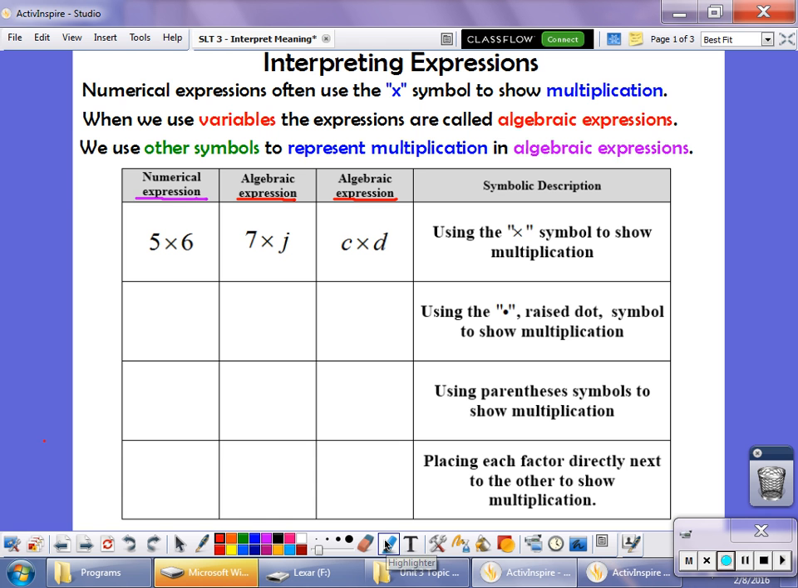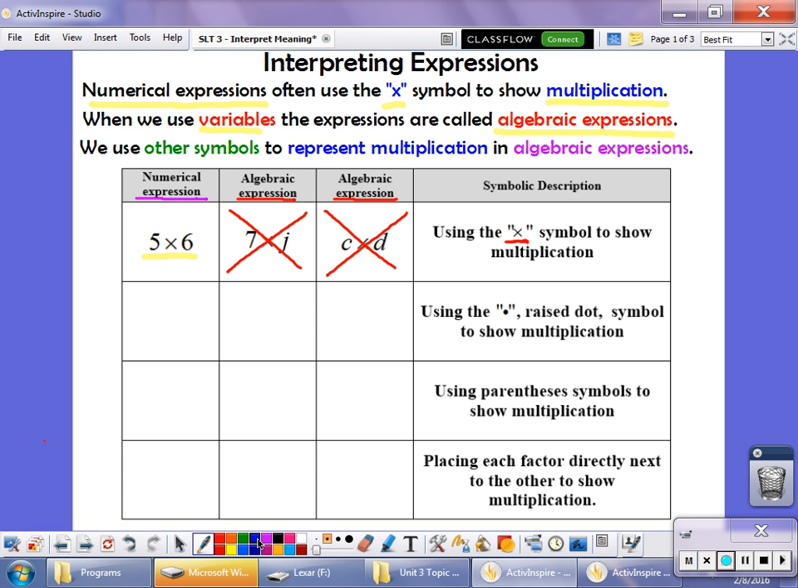So when we talk about just a numerical expression, we'll often see the x symbol used for multiplication, like down here, 5 times 6. But when we use variables, or when we have algebraic expressions, we're not going to use that x symbol. If I look at this expression, 7 times j, I'm not sure if this x is a multiplication symbol or if it's another variable. So when you have variables, you're not going to use your x symbol to show multiplication. You need to have other symbols that you can use.